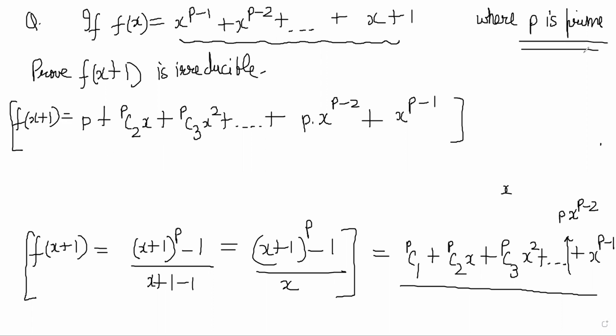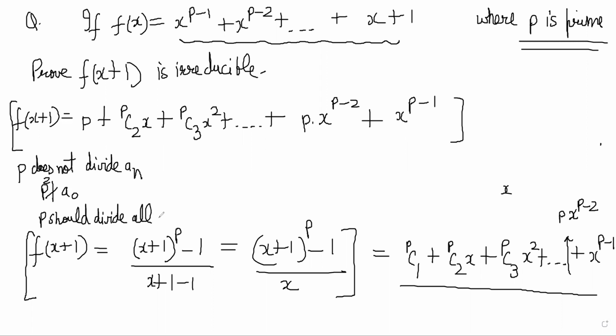So since p is given to be prime, we have to check that the prime number p does not divide the highest power coefficient, basically an, p square should not divide a naught, and p should divide everything else, all other coefficients.